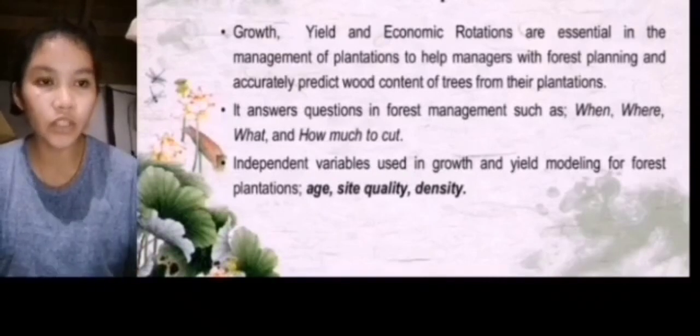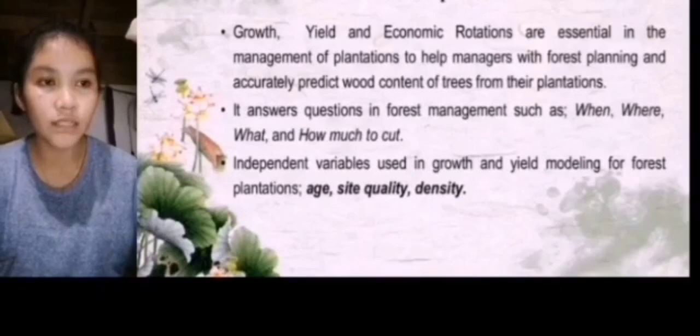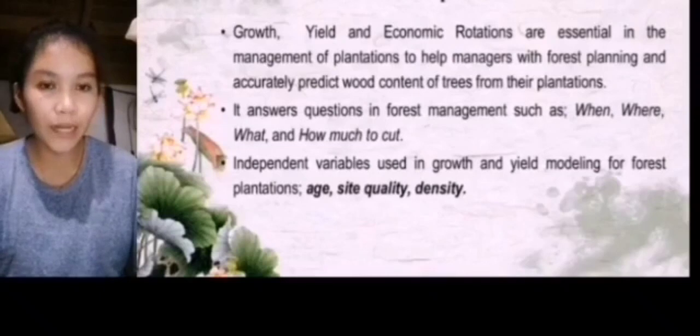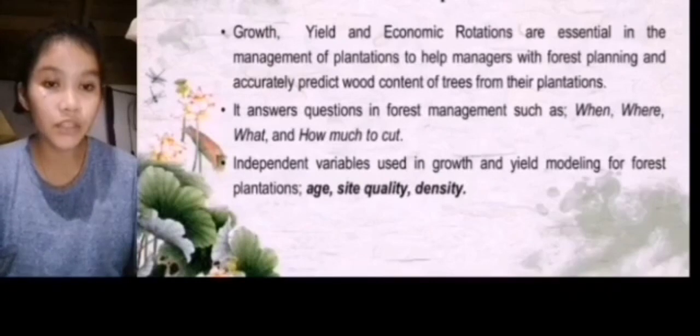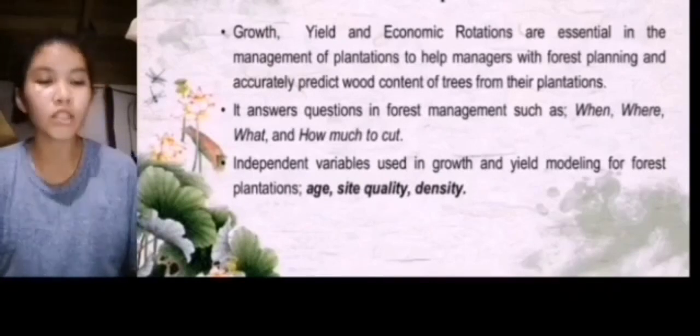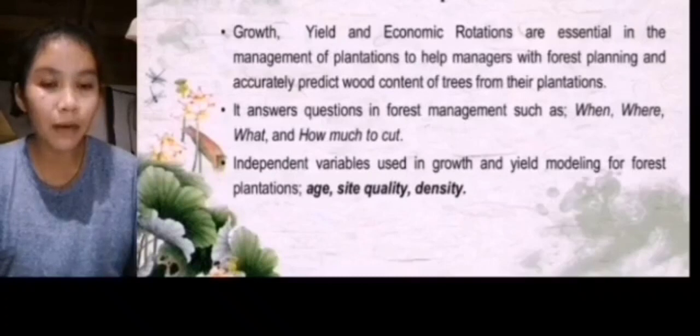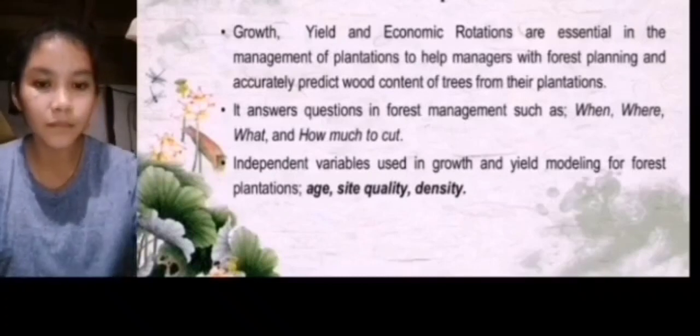And then it answers questions in forest management such as when to harvest or where to transport, what time or unsa nga date, and how much to cut or pila ka buok or selective lang ang ilang ikat. And then independent variables used in growth and yield modeling for forest plantations: age sa wood or sa species, site quality, of course the land, and then the density or pila ang ma-produce nila nga tree.